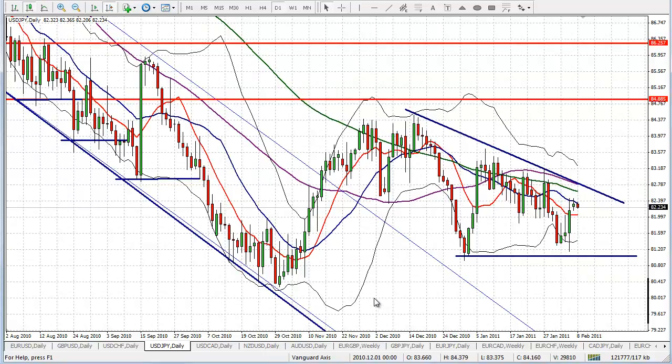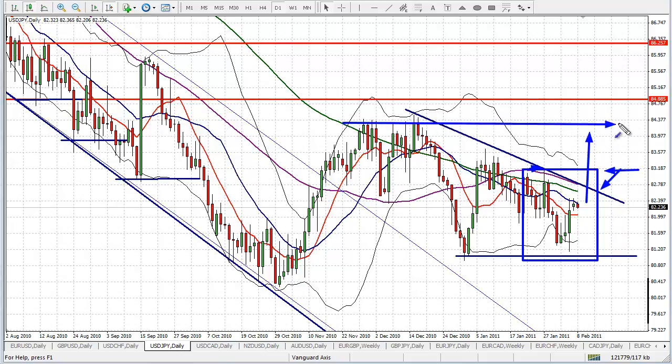Looking at the dollar yen trading at 82.23. Right now the market's been in a pretty nice range between 81 and around the 83 level, slowly heading down. We've seen a pretty nice bounce in this general vicinity, and at this point we're looking for a break above this downward sloping trend line. Once that level is broken we're going to be looking for a break of 83, just above this pivot high, to confirm continuation up to 84.30, and then maybe even higher above 85.